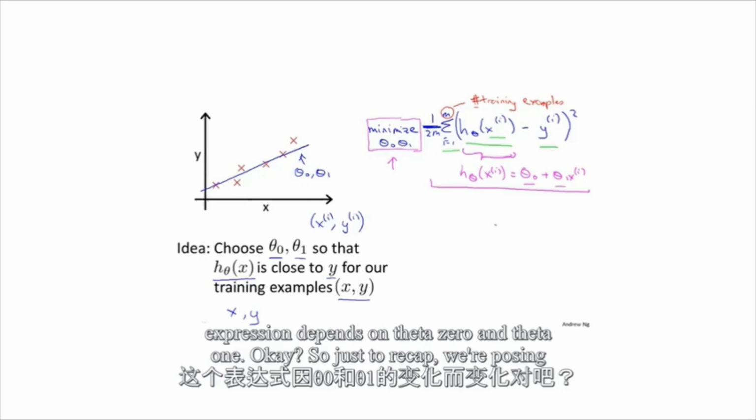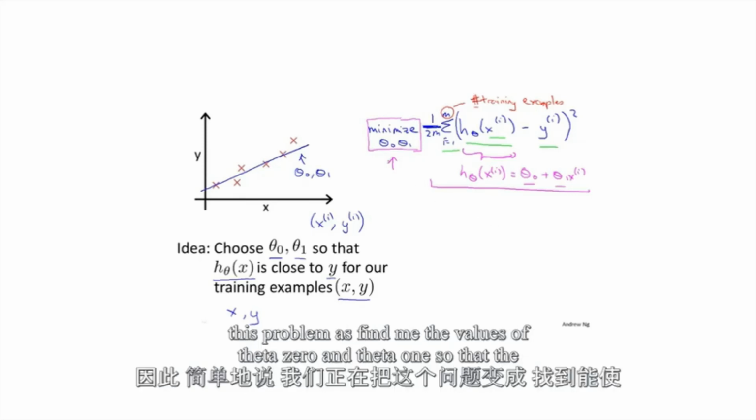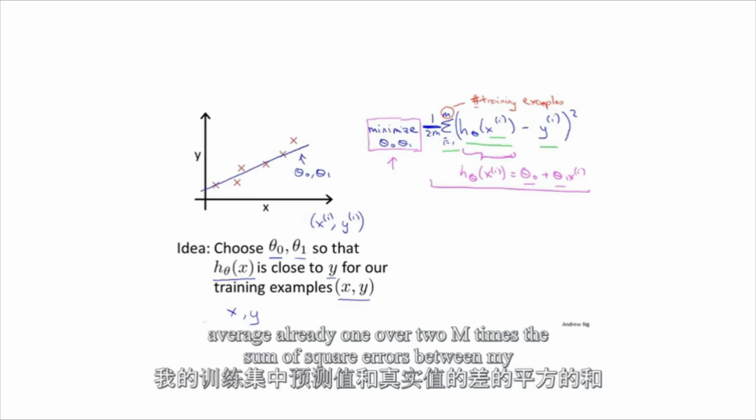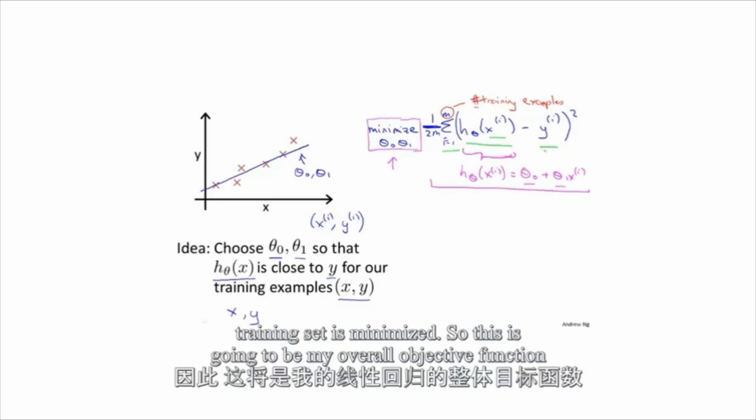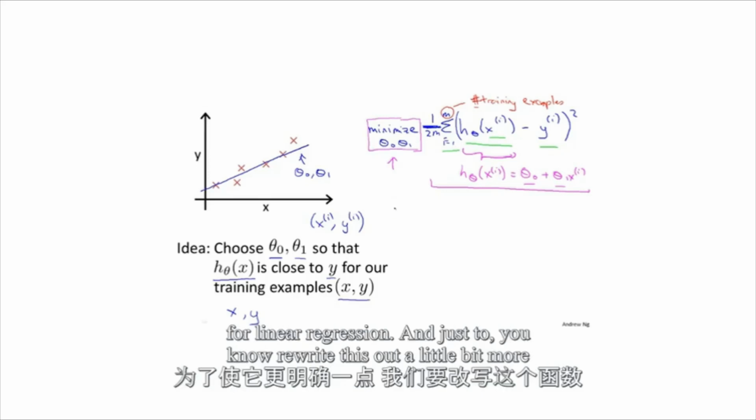So just to recap, we're posing this problem as: find me the values of theta 0 and theta 1 so that the average, or really 1 over 2m times the sum of squared errors between my predictions on the training set and the actual values of the houses on the training set, is minimized. So this is going to be my overall objective function for linear regression.